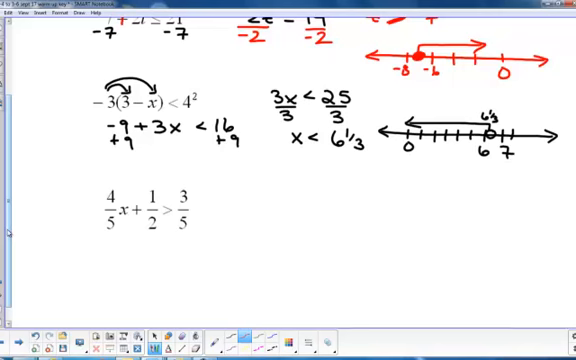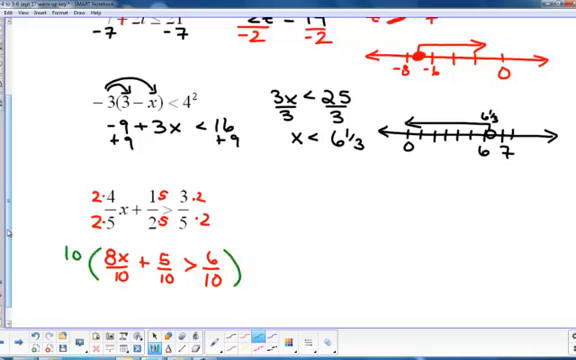Okay, in this problem, the first thing I would do is get rid of the denominators. If we make everything a 10, we will have no denominator. To make this denominator of a 5 a 10, you'd multiply by 2. Here you'd multiply by 5, and here you would multiply by 2. So we really have 8x over 10 plus 5 over 10 is greater than 6 over 10. When your denominators are the same, you don't even need to worry about the denominator, because if you multiply this whole thing by 10, it cancels every single denominator. So our problem really looks like 8x plus 5 is greater than 6.